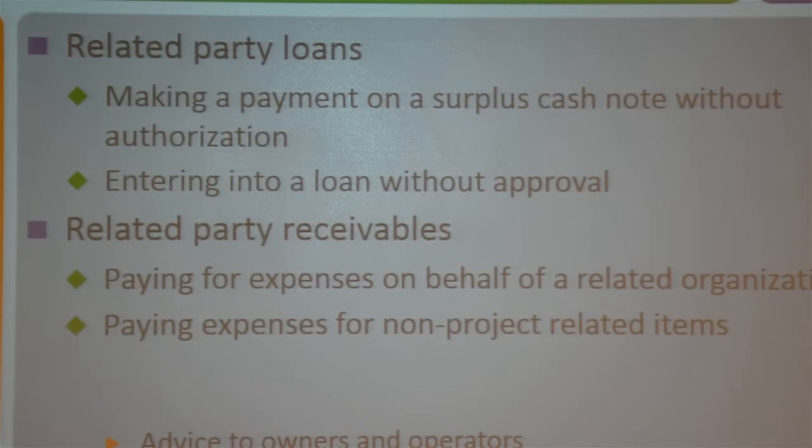Okay, related party loans. Surplus cash notes without authorization. Entering into a loan without approval. Now, they put that here about a loan. Quite frankly, you can enter into loans as long as they're for reasonable operating expenses. So things like a copier, a truck, maintenance vehicle, something like that. You can go borrow money on that. You can't borrow money for things that affect the building because those aren't reasonable operating expenses. Those require HUD approval because now you're dealing with the building or HUD's collateral.